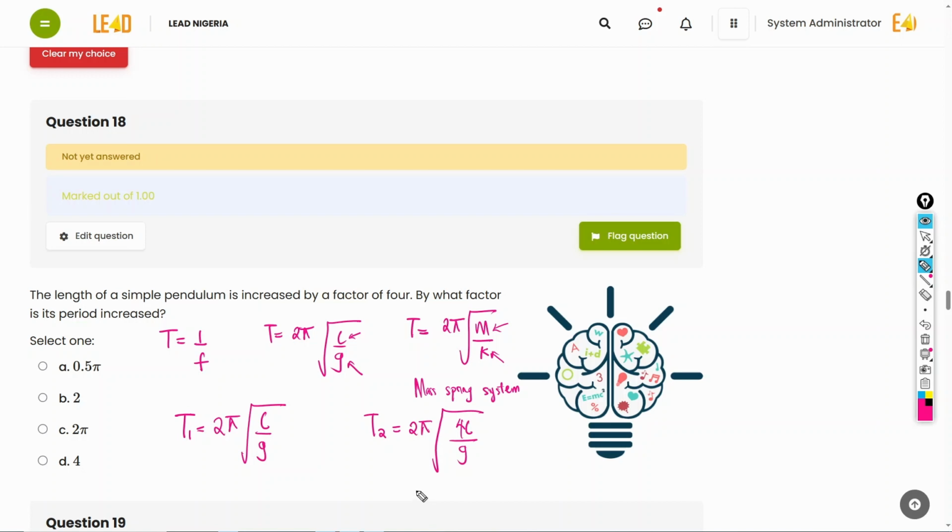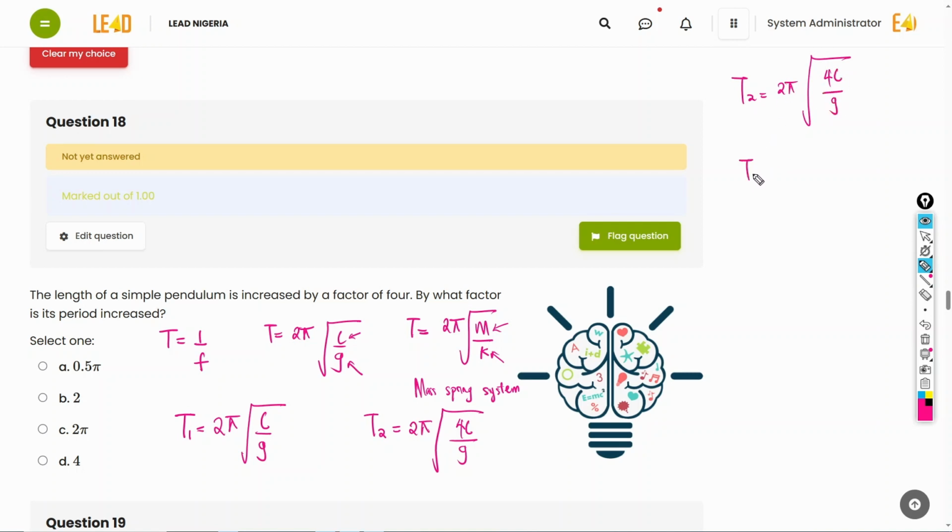So what we're going to try to do is see if I can find the relationship between T2 and T1. It's a very neat method, so just track with me. I'll just take this and write it up here. T2 is equal to 2 pi square root of 4L over g.